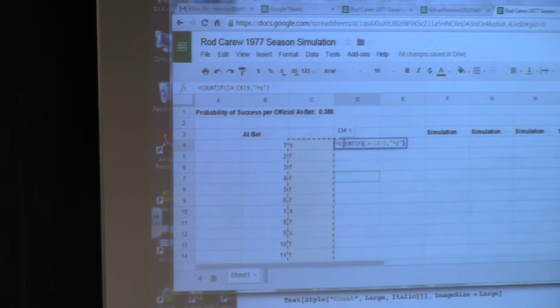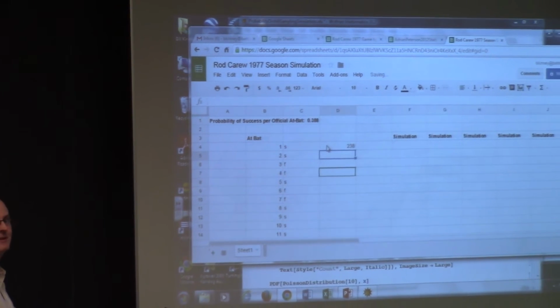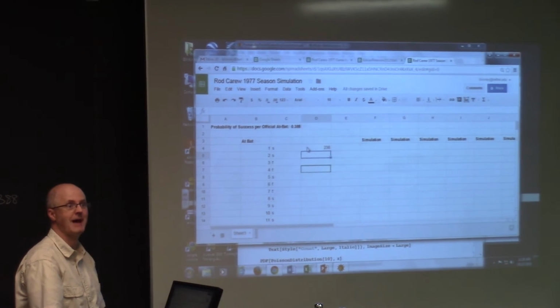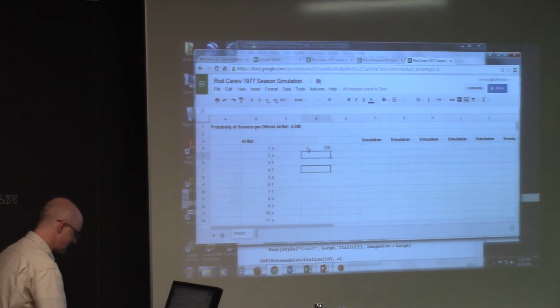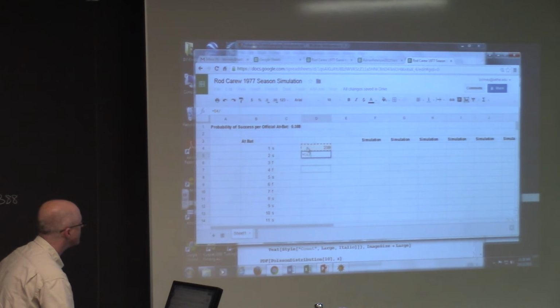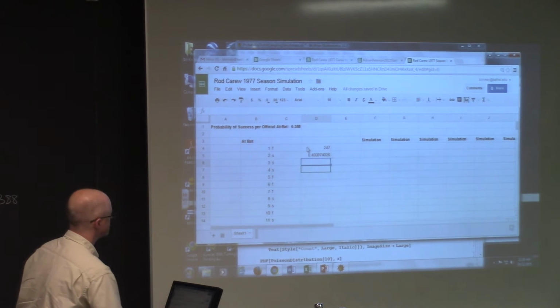If I enter it, will it be 234? I'm not sure if it's going to change or not. It changed. 238. Remember I said he had 239 hits and 616 at-bats in 1977. That's what actually happened. So in the simulated season, something slightly different happened, but close. And his batting average would then be 238 divided by 616. In that simulated season, it was a little less than .388.